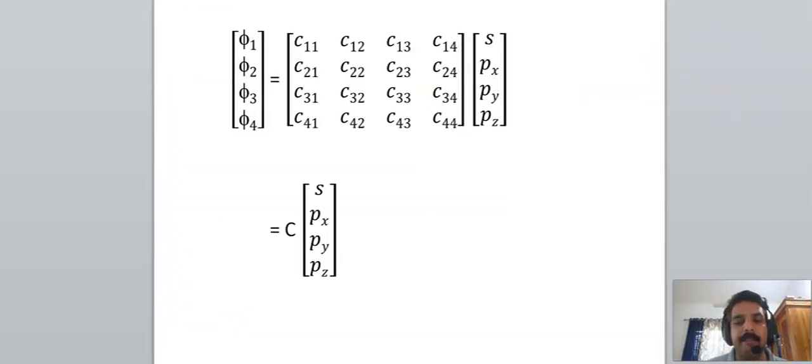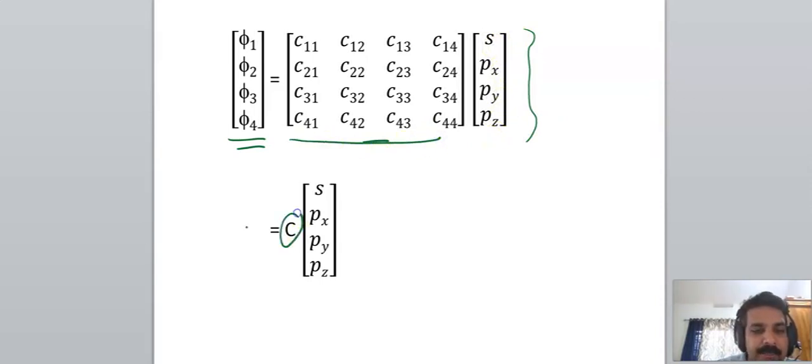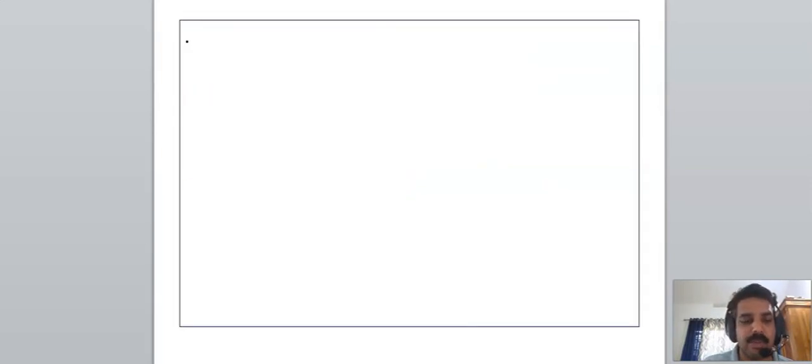And the above equation can be written in matrix form. Phi1, phi2, phi3, phi4 is equal to the coefficient matrix times the column matrix of the atomic orbitals s, px, py, and pz. And this can be represented as C times (s, px, py, pz). Now we are doing the inverse transformation. This equation can be written in the inverse form, or its inverse transformation is this one.